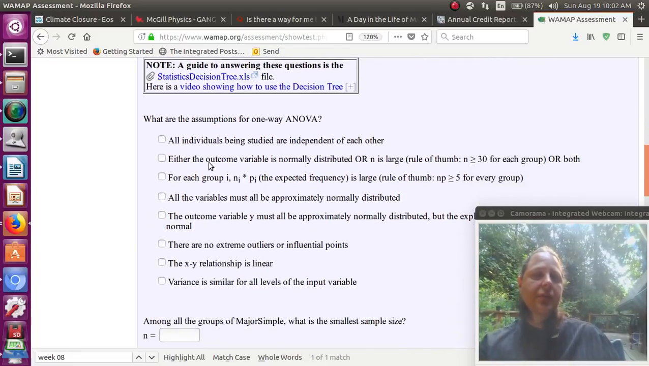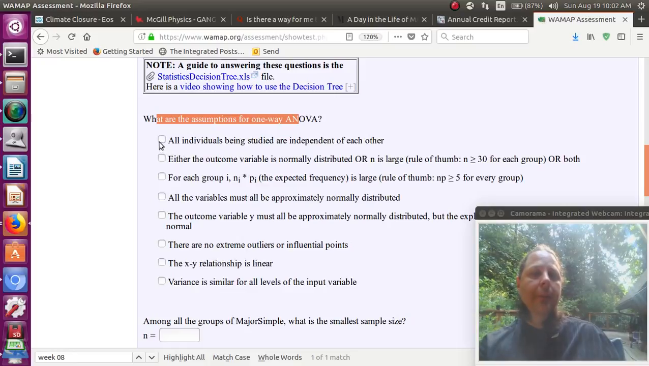So now we do the assumption check. Well, here's the decision tree and a link to how to view the decision tree, how to use it. The major assumptions for one-way ANOVA are: all individuals are always independent. We always assume that. For each group, either the outcome variable is normally distributed or n is large, at least 30 for each group. So click OK.